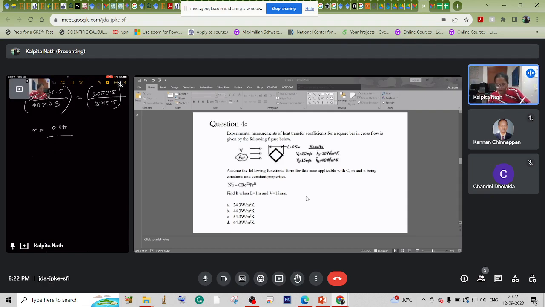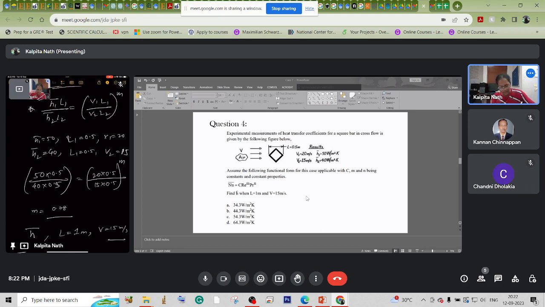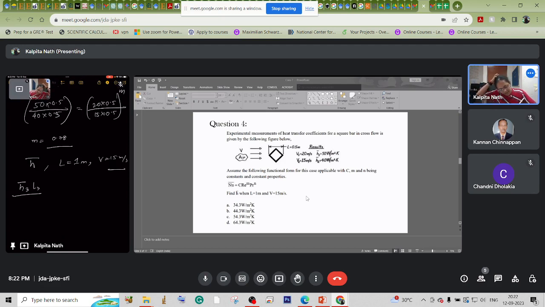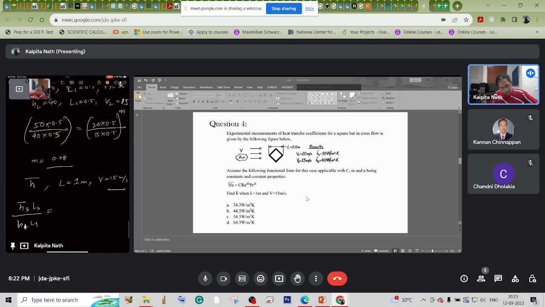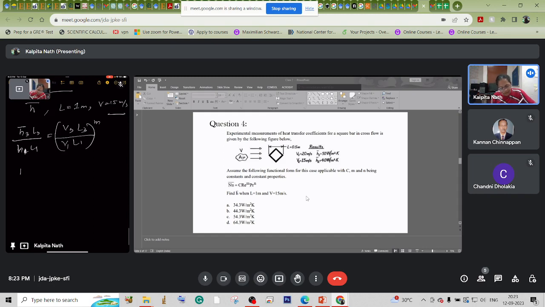Now for case 3, we need to find h for L equal to 1 meter and V equal to 15 meter per second. Here we can replace h2L2 with hL for case 3. We can simply write h3L3 upon h1L1 is equal to V3L3 upon V1L1 to the power m. So h3 bar, which we need to calculate, is h1L1 by L3 into V3L3 by V1L1 whole to the power m.